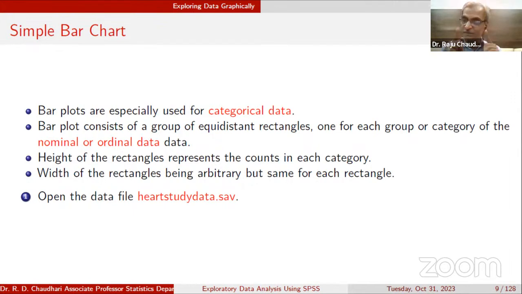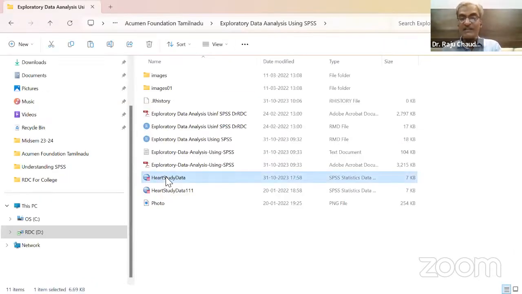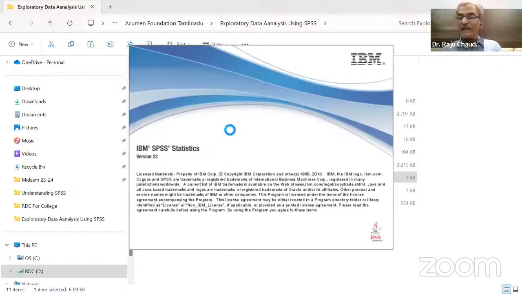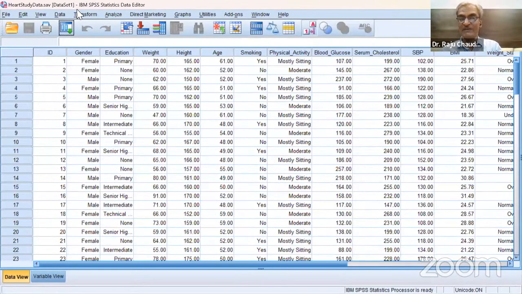So if you double click, if there is SPSS, just double click on that file, it will open in SPSS. Let me show you. So this is my data file, hard study data. When I double click, automatically it will open IBM SPSS, right? And it will open a data file, right? So this is my data file.